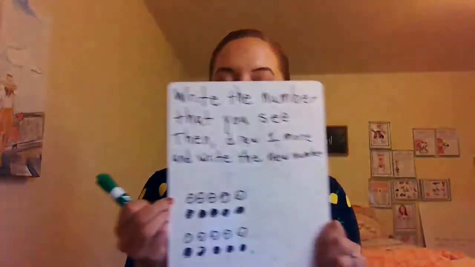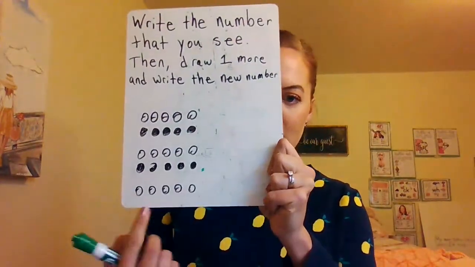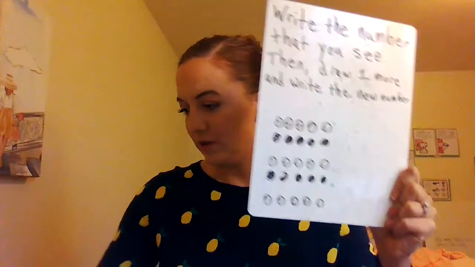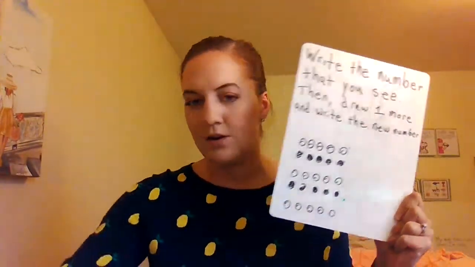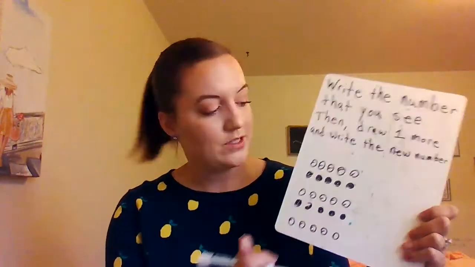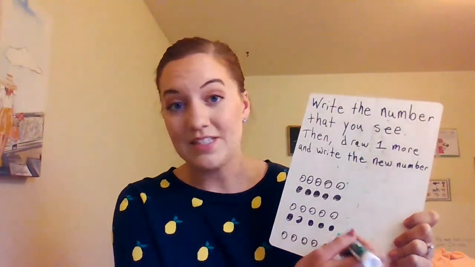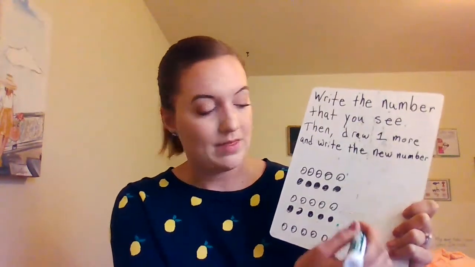Yesterday, we had to count the dots, write how many dots there were, and then draw one more and write the new number. So I'm going to do the ones that we see right now in green, and then I'll do the new number in red. My hint to you yesterday was to look and try to find how many groups of 10 you had first, and then count how many ones you had and write that number.